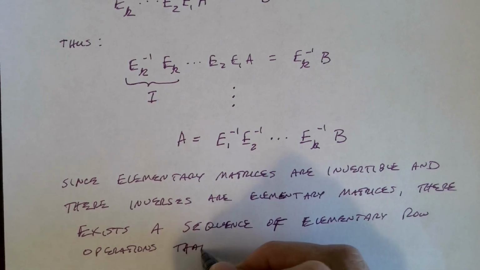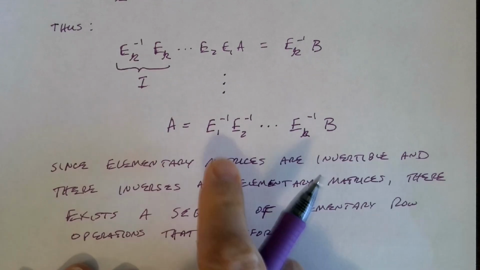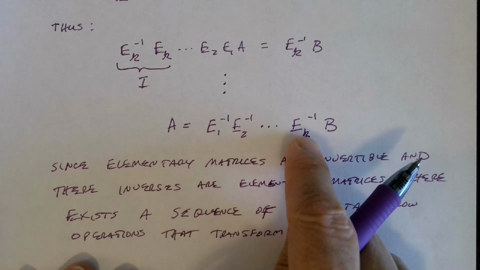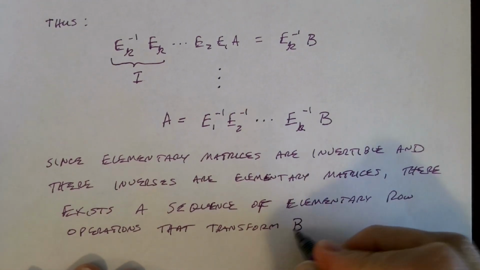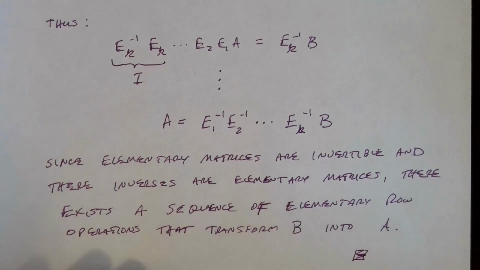that transform, what? Now we're multiplying B by this elementary matrix, so doing that elementary row operation and so on, right? And we get A. That transform B into A. And that's what we're supposed to prove.